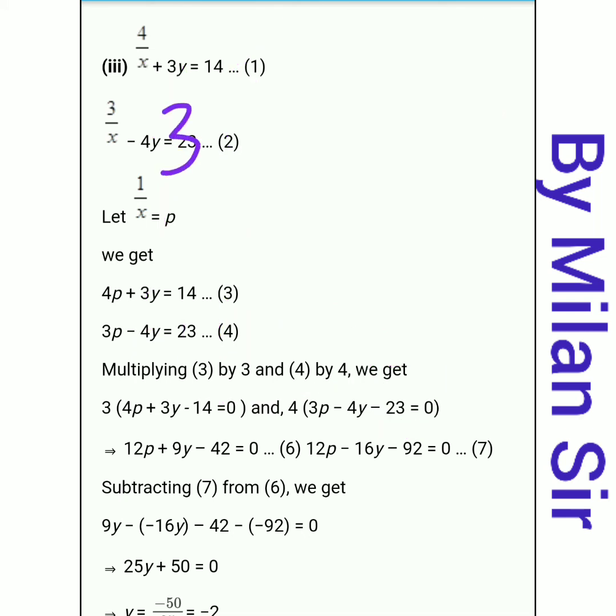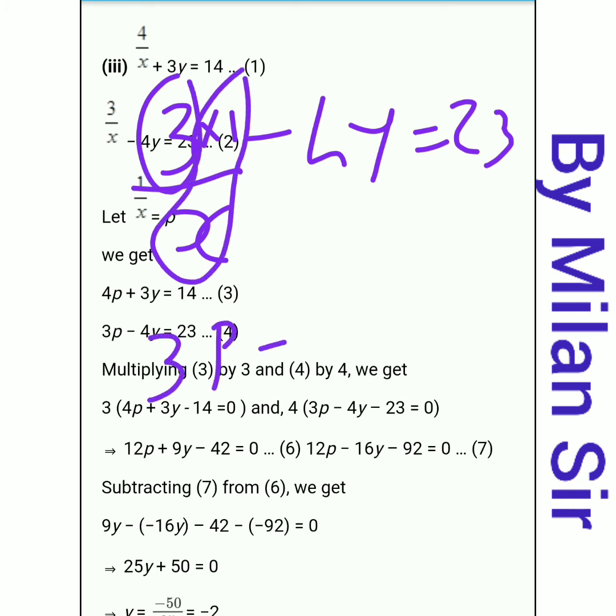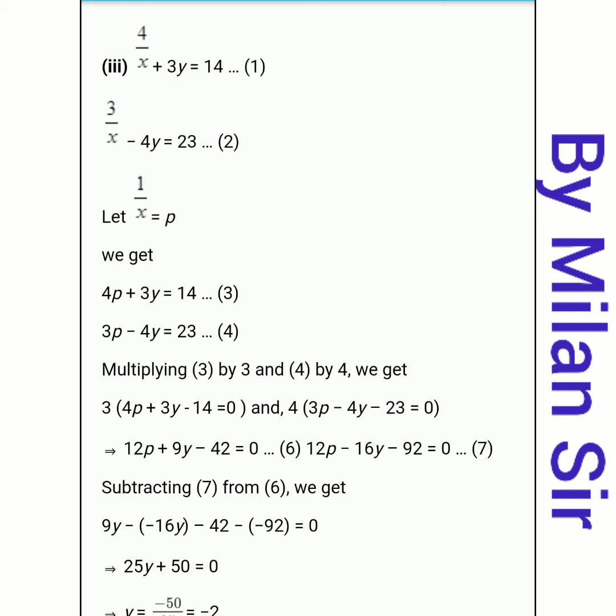Then second equation, 3 by x minus 4y is equal to 23. Now we can write here multiply 1. So first of all, 3 as it is, 1 upon x it is p, minus 4y as it is, equals 23 as it is. Okay, so this is our equation number 4. 3p minus 4y is equal to 23. This is our equation number 4.